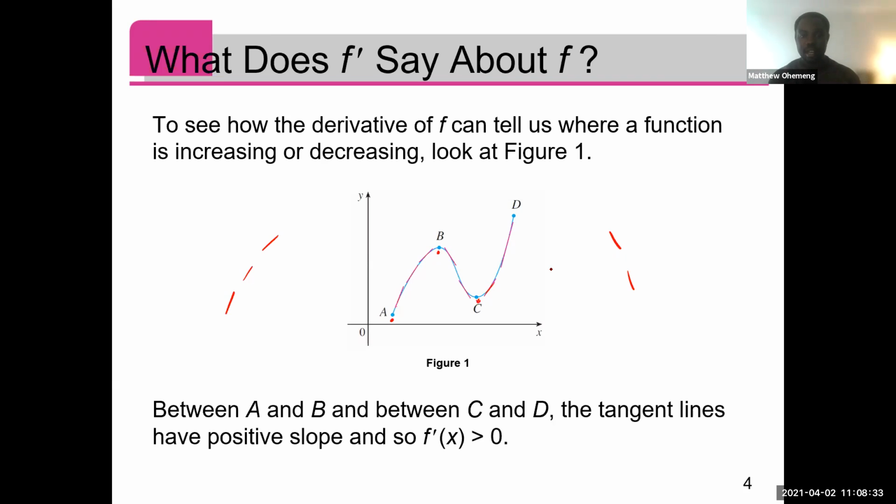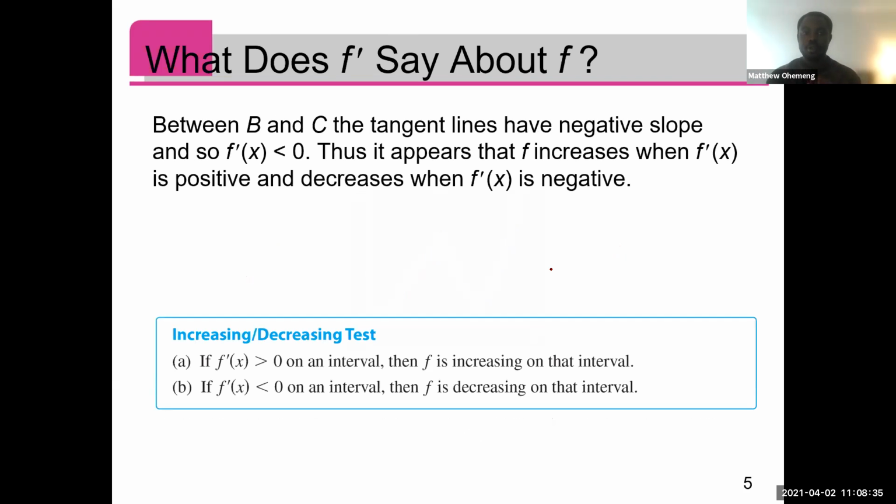So this leads to a very nice conclusion, which we call the ID test, right? The increasing or decreasing test, or short form, the ID test. What we've seen from the graph is where the function is increasing, its derivative is positive, and where the function is decreasing, its derivative is negative. You see, so that's the dynamic.